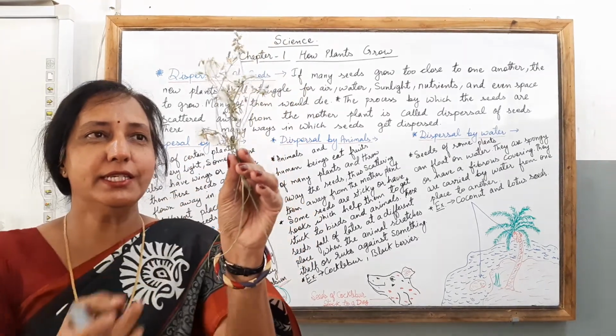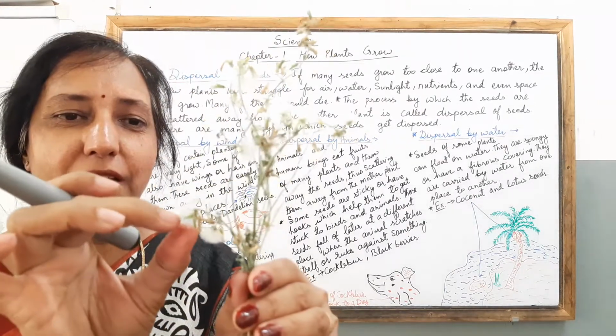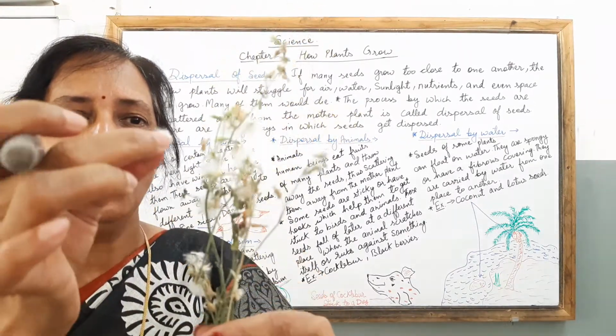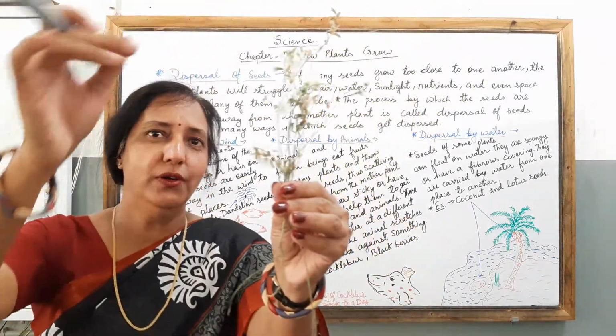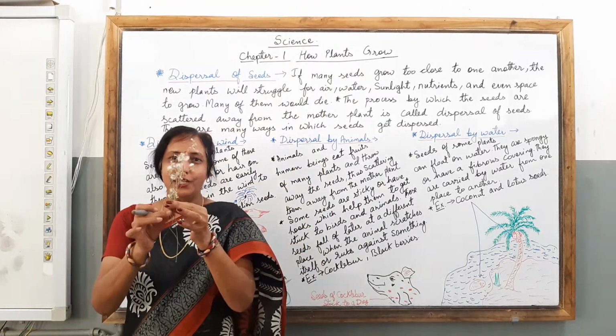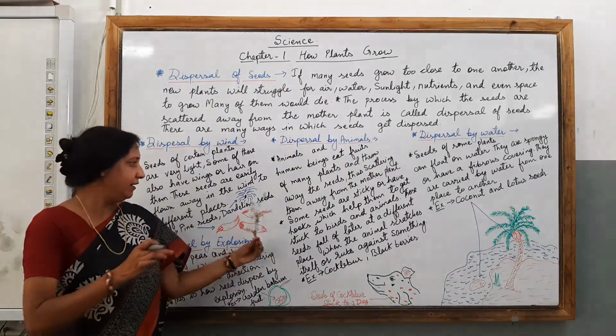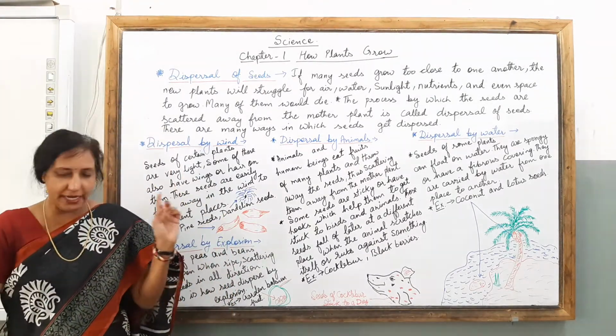See children, this is how these dandelions, which are around your own house also, have hair and tend to flow with the help of the wind. So I hope you have enjoyed seeing how the dandelions are moving from one place to another with the help of the wind, because they are very lightweight.